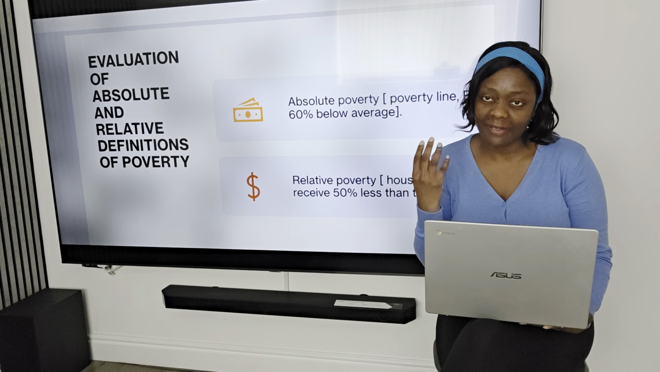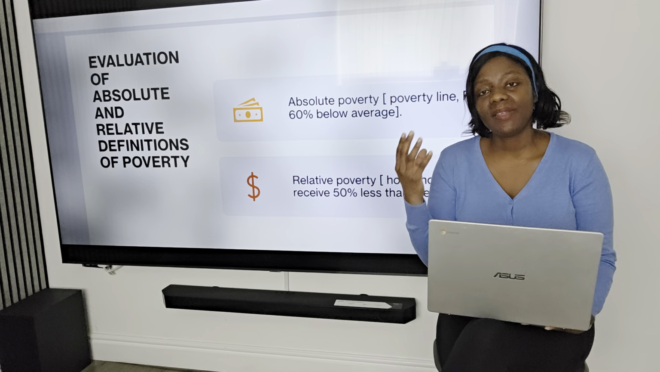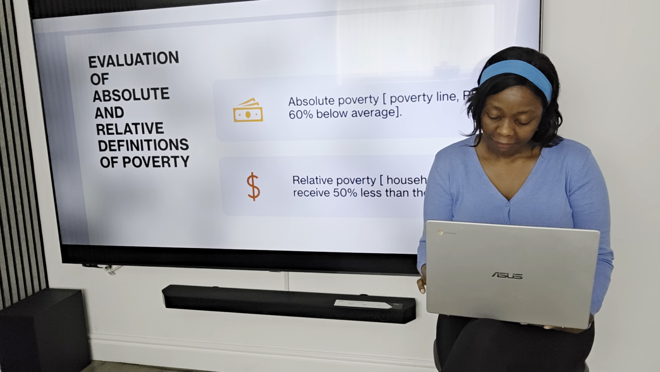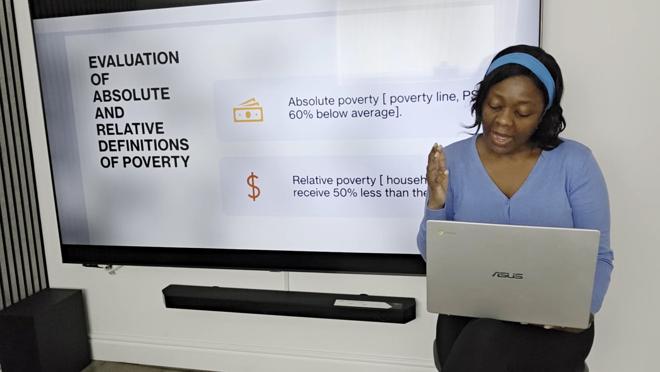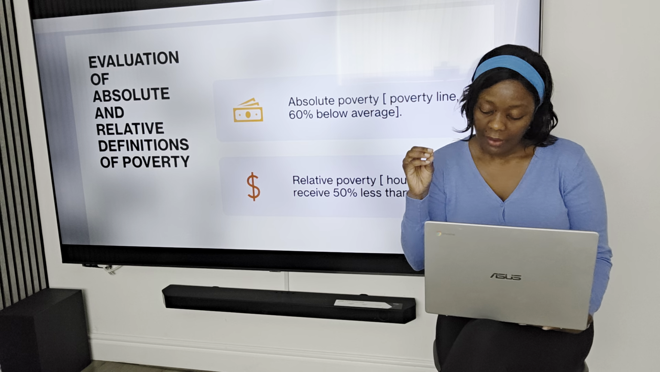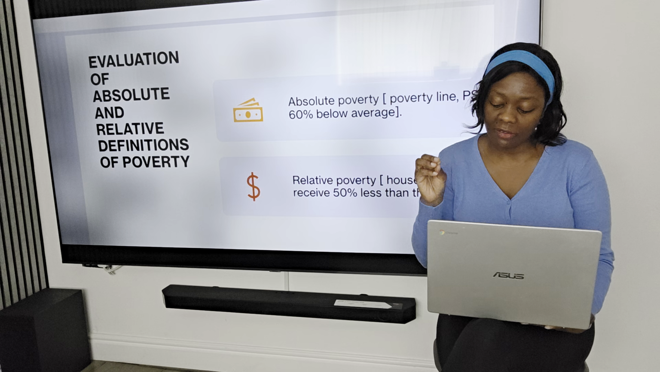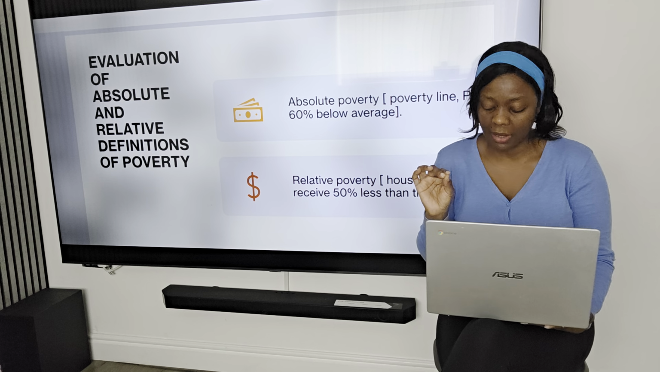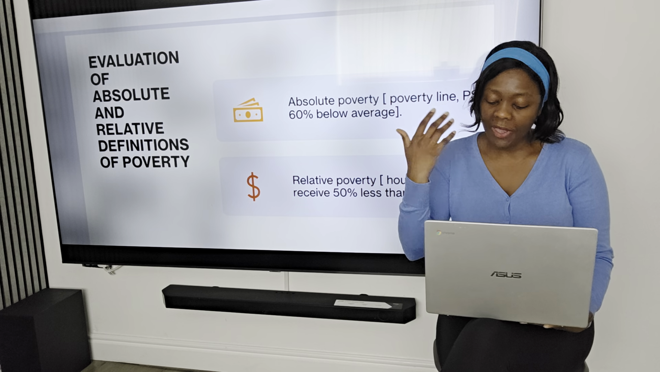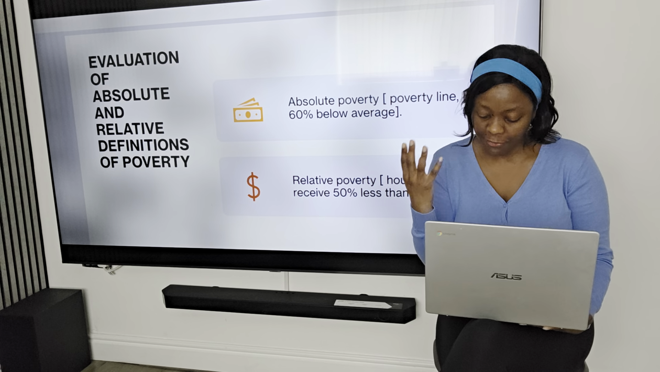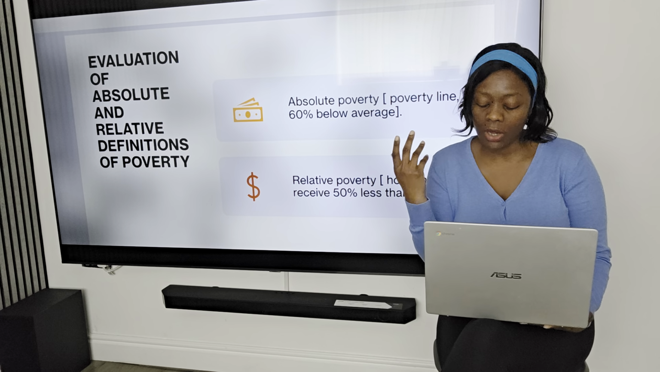People and households in this category remain poor even if the country economy gets better and prospers. On the contrary, relative poverty concerns households receiving 50% less than the standard household income. The households affected by relative poverty have just enough money for the basics. They are caged in a low income bracket. The hope here is that relative poverty can change for the better with the growth of the country economy.